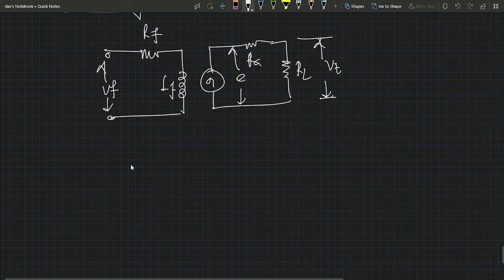Now see that, first of all, this Vt is basically equal to E minus IL into Ra.